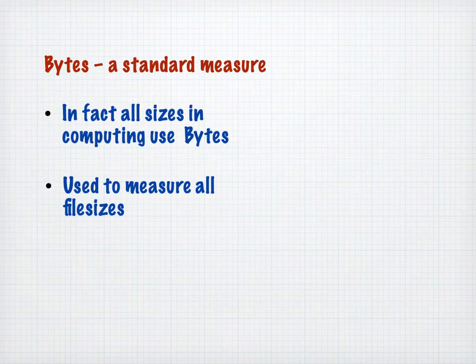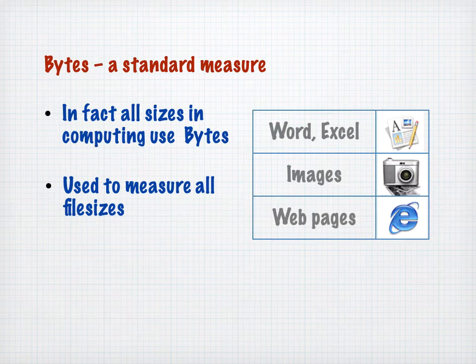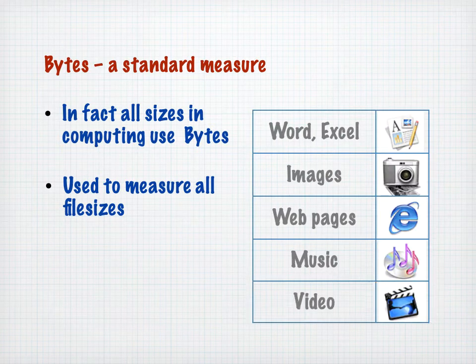Now, bytes is a standard measure used in computing all the time, used to measure file sizes, so it doesn't matter whether you're using Excel, images, web pages, music files or video files. All of these are going to be measured in bytes. We know that books are quite small. We saw a figure of about 300,000 bytes.